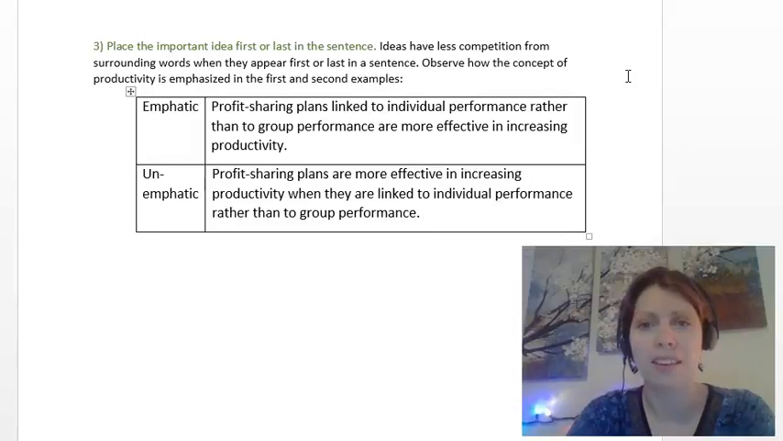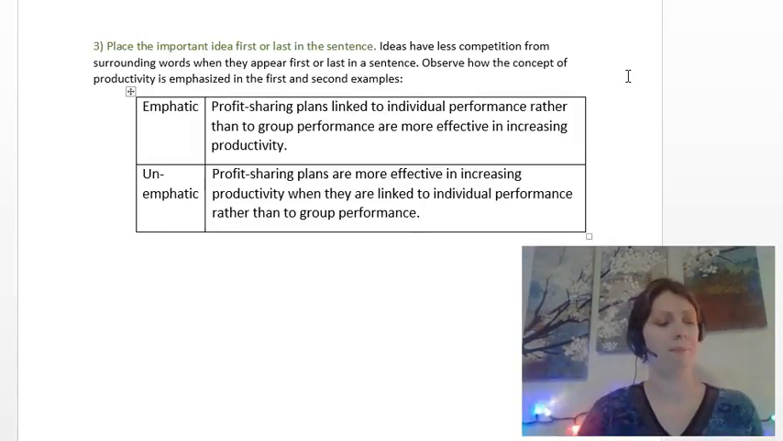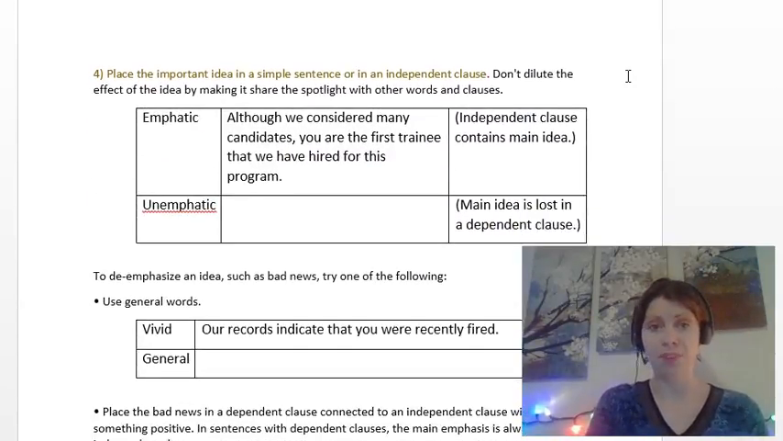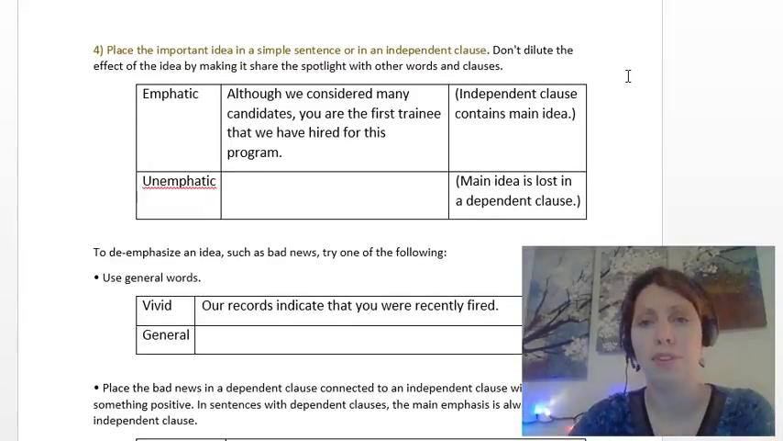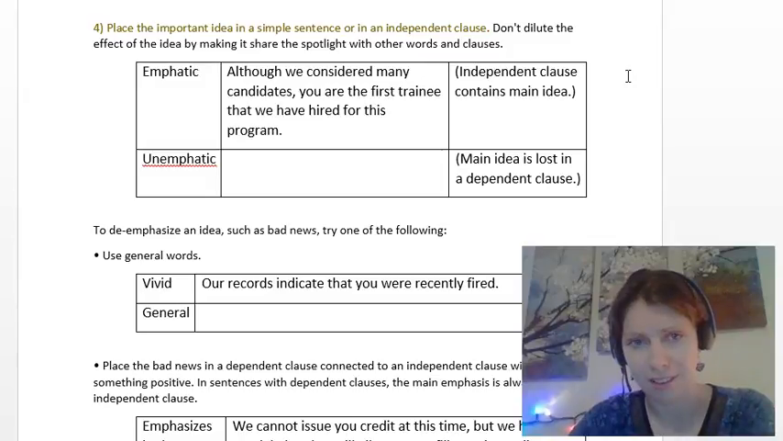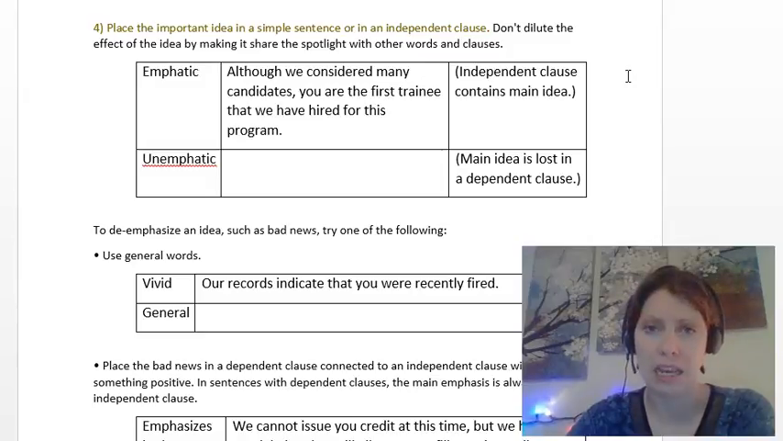So we have the fact at the end that profit sharing plans are most effective when they're related to individual productivity, versus the emphatic where you have the individual performance or individual productivity right up front. All right, another thing you can do is place the important idea in a simple sentence or an independent clause. So don't dilute the effect of the idea by making it share the spotlight with the other words and the other clauses. More examples. So in the emphatic, we have, although we considered many candidates, you are the first trainee that we have hired for this program.